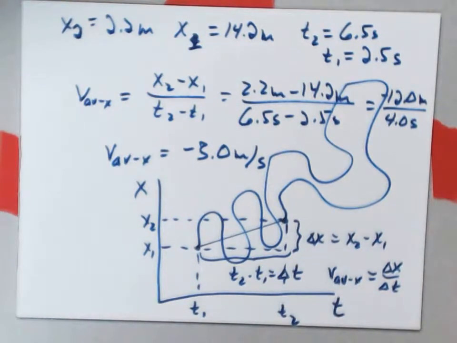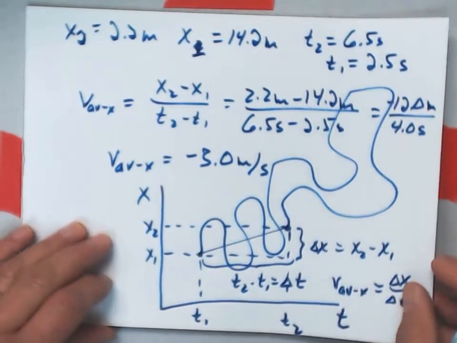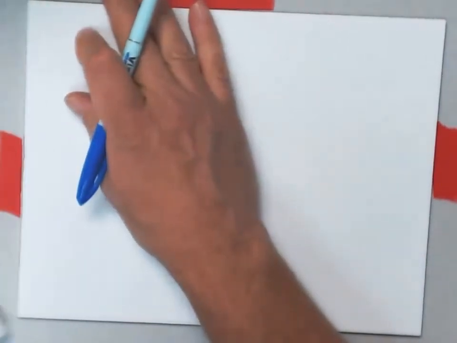It might be more interesting to be able to calculate an instantaneous velocity. That's not going to be so easy with some of these things, but that's the next section in the book, is talking about an instantaneous velocity. So let's consider an instantaneous velocity here.